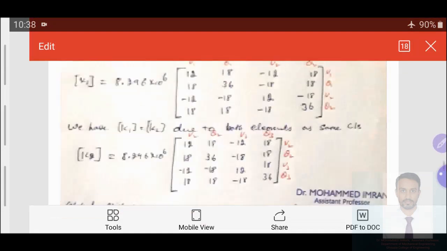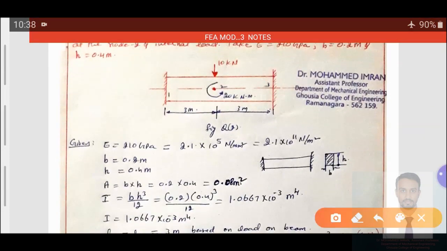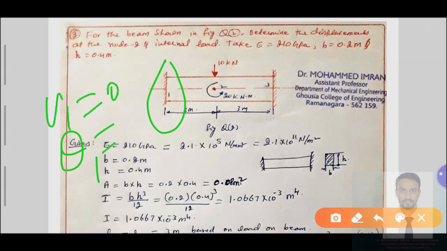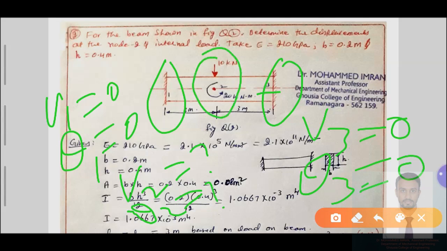We very well know how to consider a boundary condition. We have solved several problems based on that concept. It is very easy to define. See, at node number 1 we have theta 1 and v1 equal to 0, because it is fixed. At node number 3 we have v3 and theta 3, both equal to 0, but v2 and theta 2 are not equal to 0, they are unknown, because it is free and forced, right?